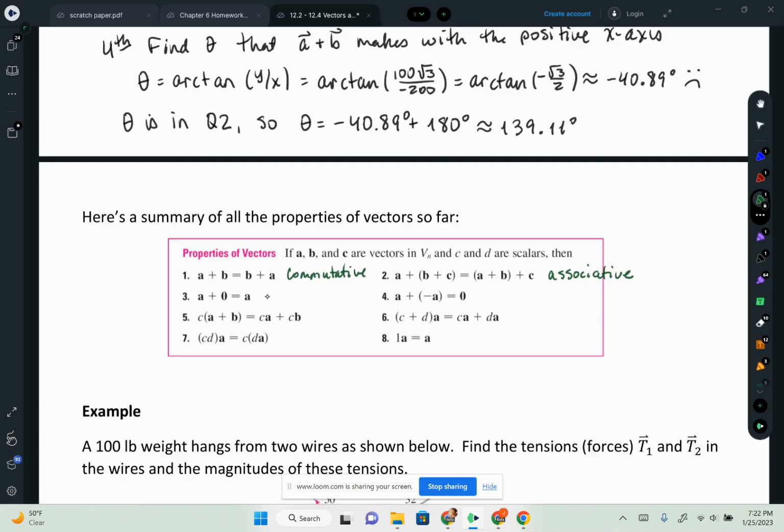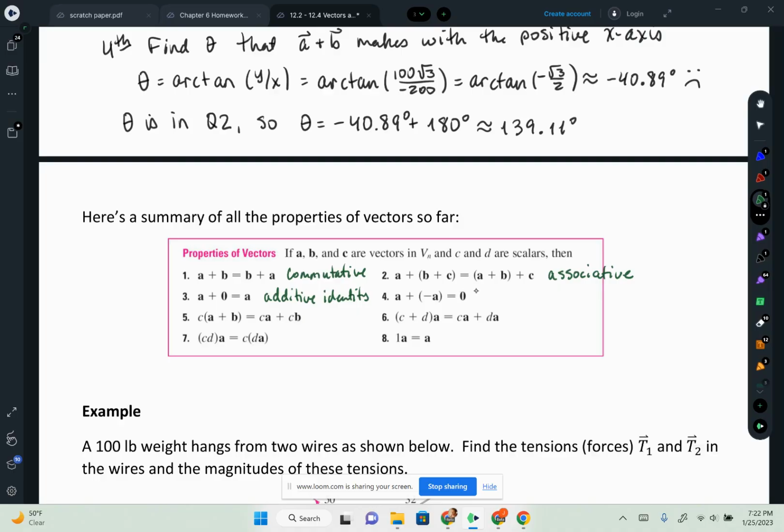Number 3, this is the idea of the zero vector. How does it work? If you take a vector and you add a zero vector to it, you don't get anything. So this is kind of the identity, the additive identity, in the sense that it doesn't change things when you add to it.